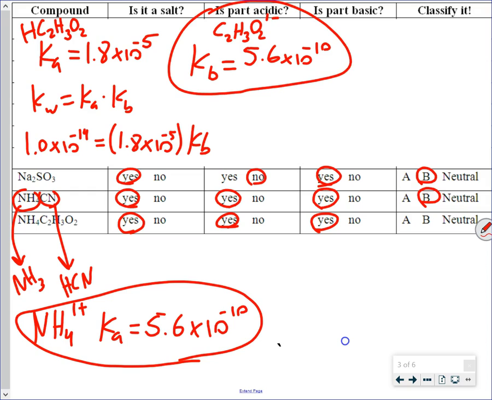We compare the base strength of acetate with the acid strength of ammonium, and they're the exact same number. So even though these two ions come from weak species, they have the exact same strength of acid and base, meaning the overall salt is actually neutral.